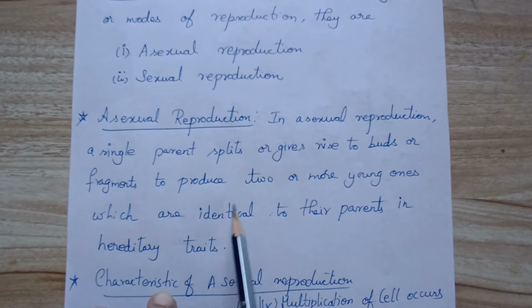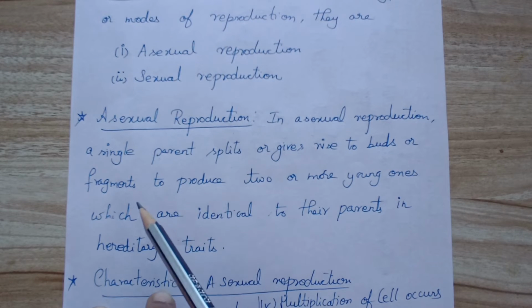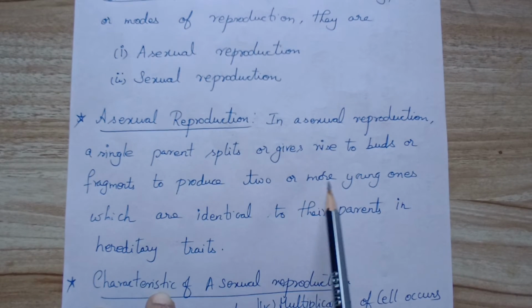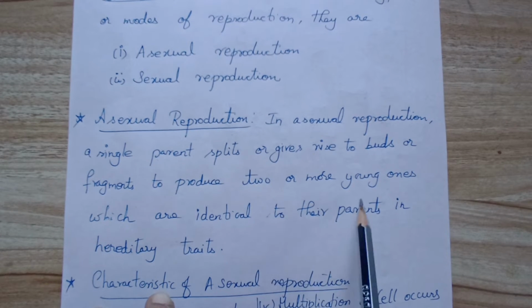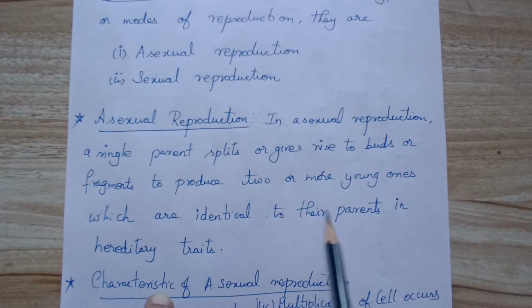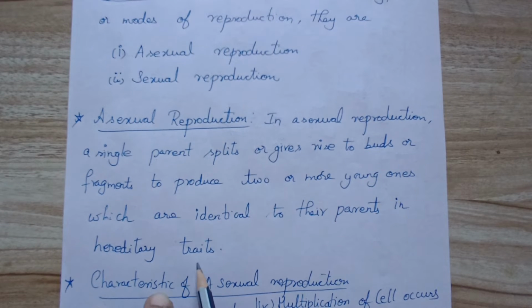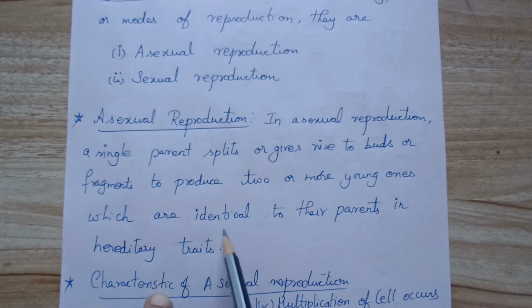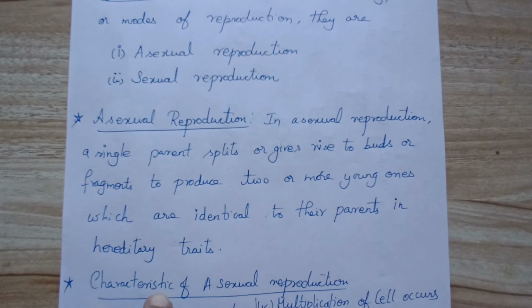It may happen by splitting of the cells, or by giving rise to a bud, or a fragment, a piece of the body, that can grow as a young one. Since it is formed from a single parent, it is identical to the parent. We usually call these clones. Traits are nothing but the characteristics of that particular species, and those characteristics will be seen in the new one. That's why it is called identical to the parents.